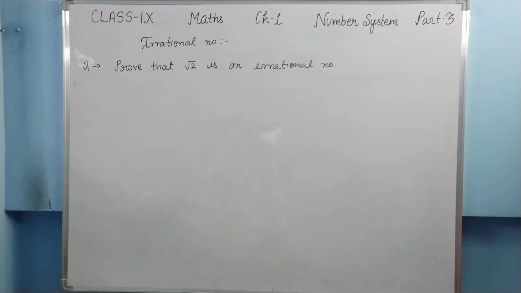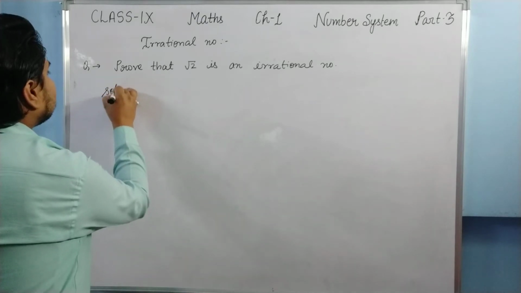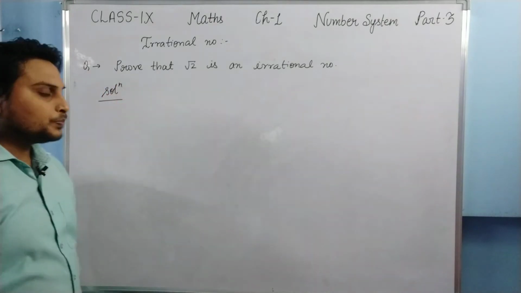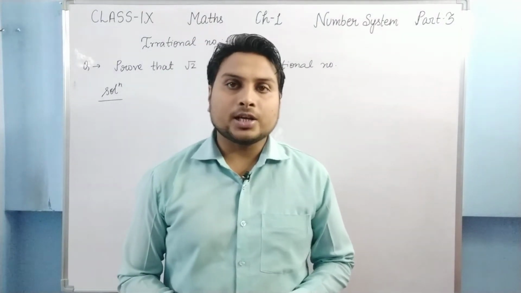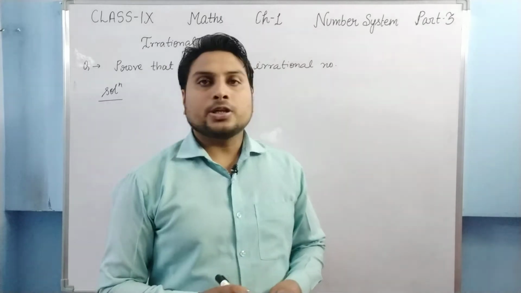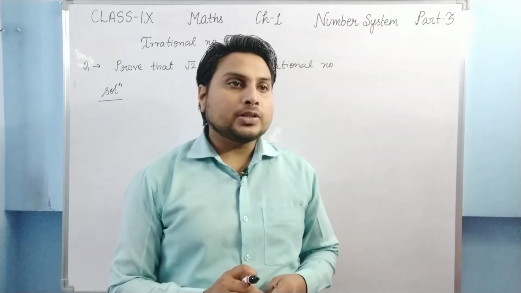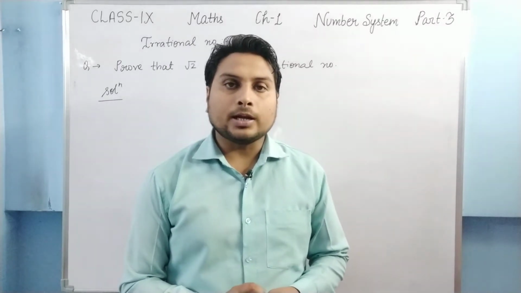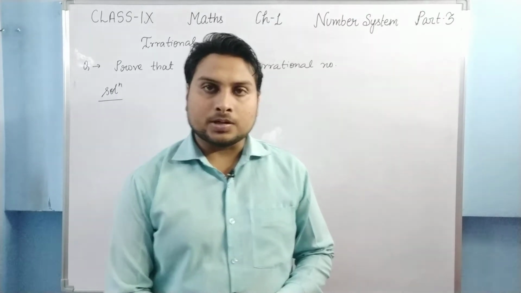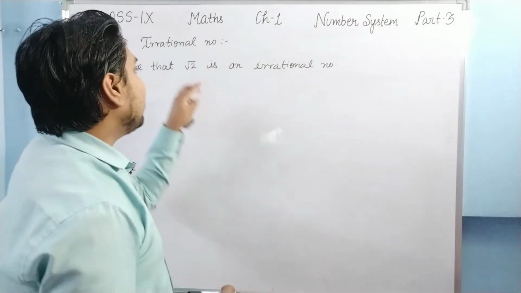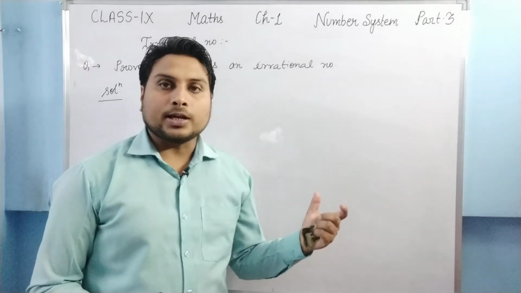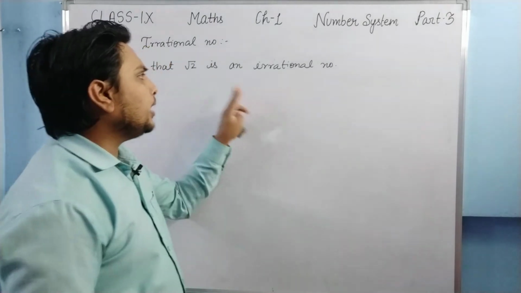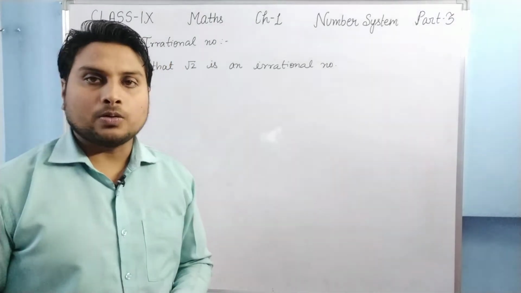So this is the question, and let us see how we can prove that it is an irrational number. So students, we know from the definition of irrational numbers that irrational numbers are the decimals which are non-terminating and non-repeating type. So if we show that the value of this square root 2 is a decimal of the type non-terminating, non-repeating, then it will be proved that it is an irrational number, okay?